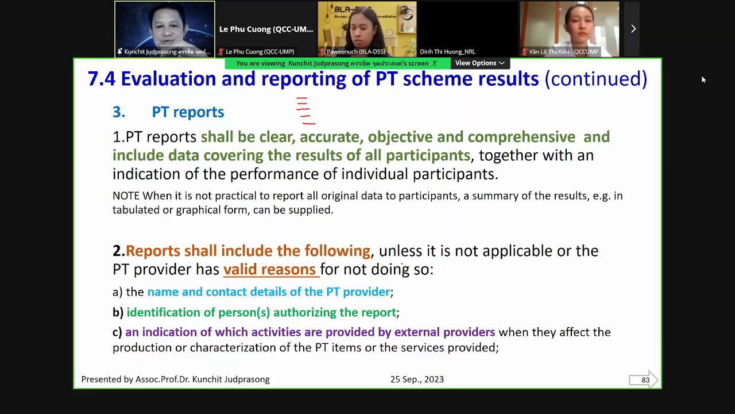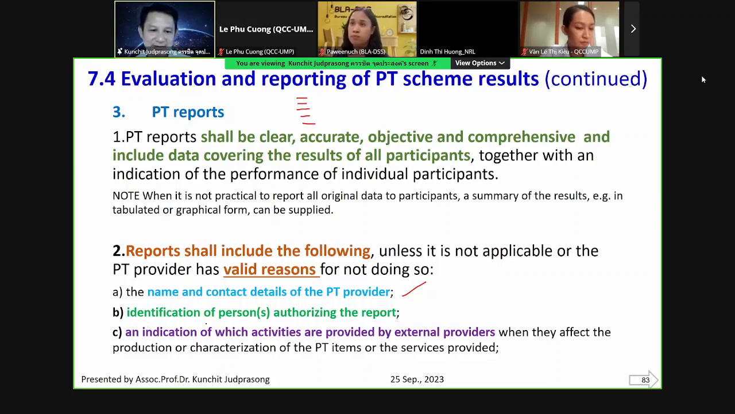The report shall include the following, unless it is not applicable and the provider has verification for doing so. The name and contact details of the PT provider. Usually, you remember when we assess, most of the new PT providers get the clauses on planning, statistics, and report. Usually these are the three common ones that we found, but others depend on the technical point of view. But in the report you can see they have many sub-clauses that you need to follow.